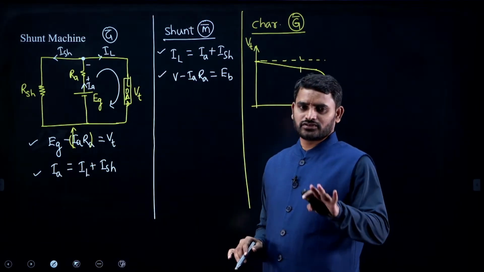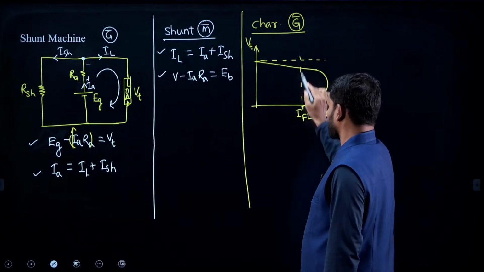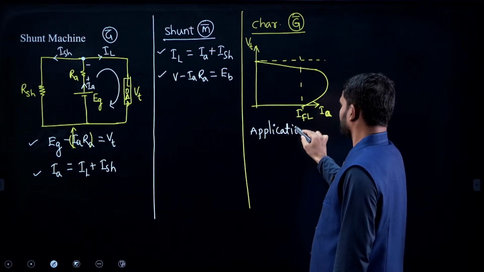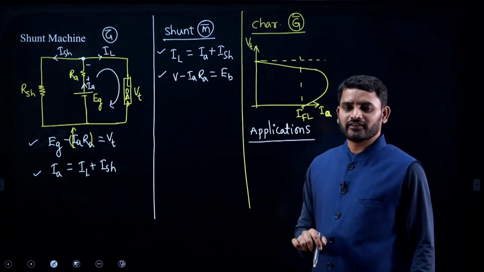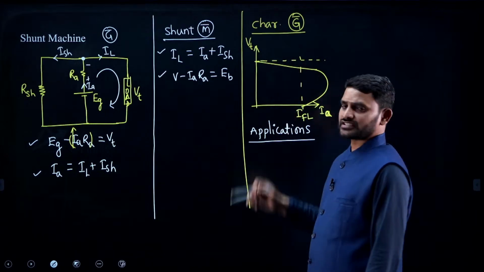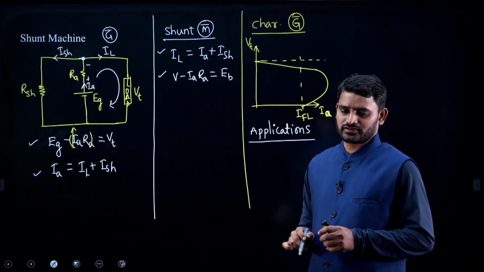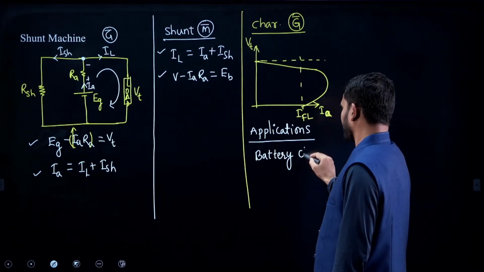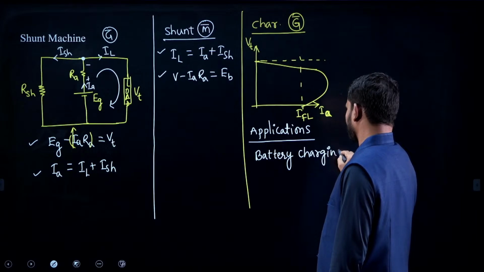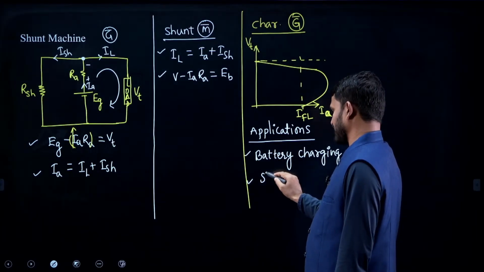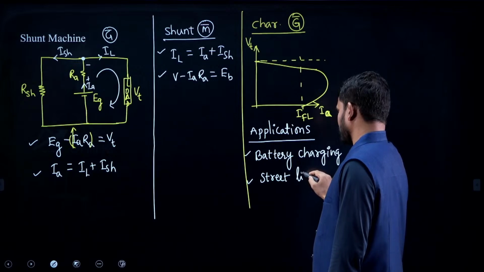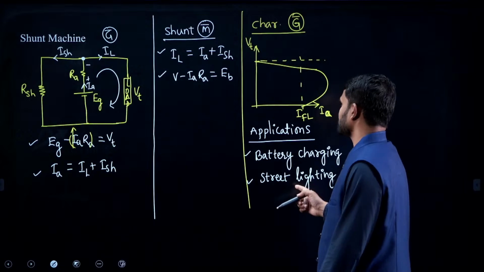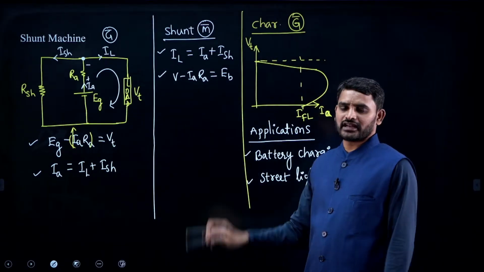shunt generators should operate till full load. Now as the voltage is almost constant, the applications of shunt generator, where we will use it, as the voltage is constant, generally we will use it as a voltage source or for battery charging purpose. Even for small distance street lighting you can use it. So they can ask questions on applications, characteristics, and voltage and current equations.